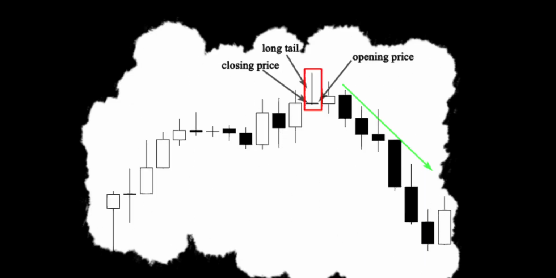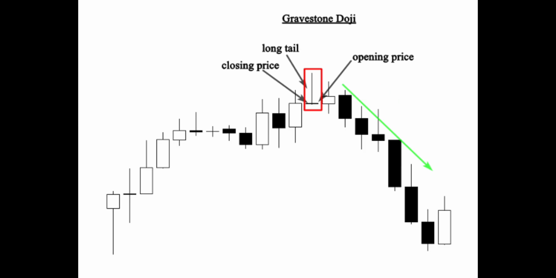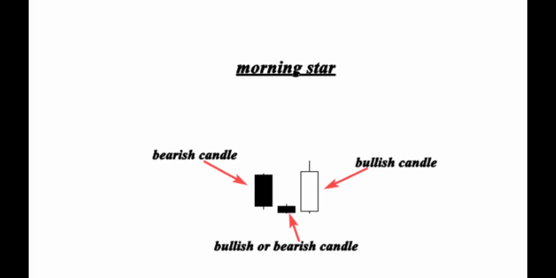The chart above shows a gravestone doji at the top of an uptrend, after a period of strong bullish activity. The formation of this candlestick pattern indicates that buyers are no longer in control of the market. For this pattern to be reliable, it must occur near a resistance level. As a trader, you will need additional information about the placement and context of the gravestone doji to interpret the signal effectively.